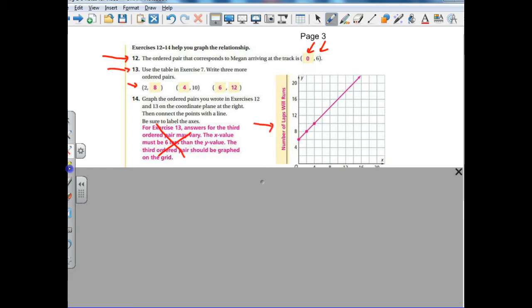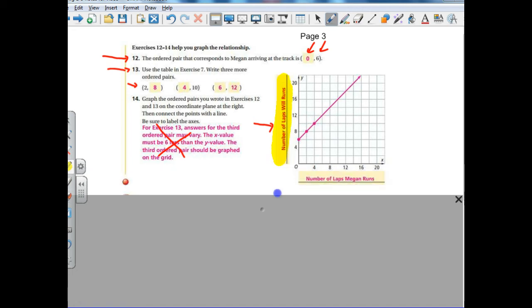All right, what you do want is you want to label your axis. Right there, I'm highlighting. This y-axis is going to represent the number of laps that Will runs, while this axis represents the number of laps that Megan runs here. Now you can already see the points plotted on there, but I'll talk you through it real quick. 0, 6 was the first point that you should have plotted. Remember how to plot those points? 0, first number X, he didn't go left or right, but he did go up 6.